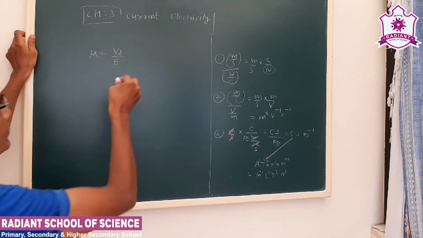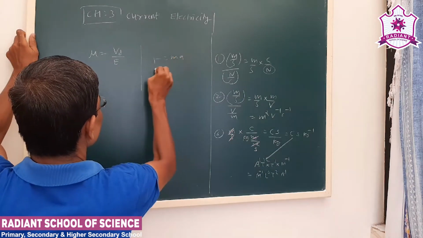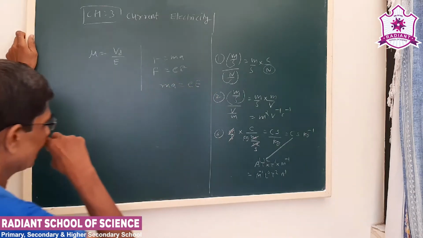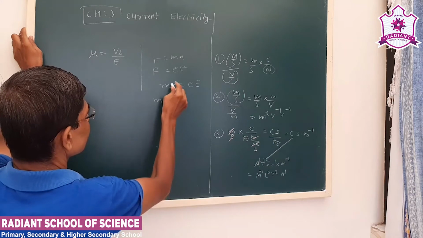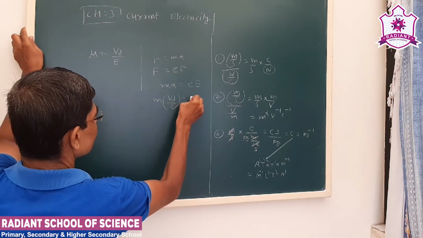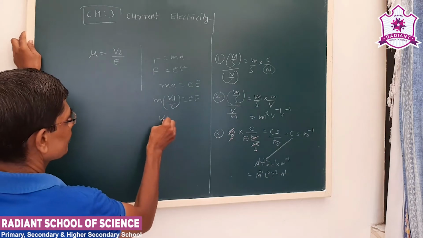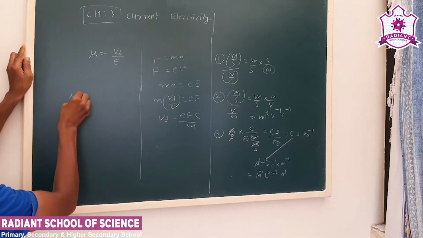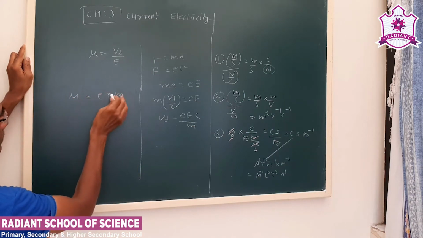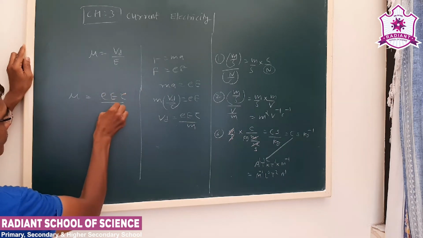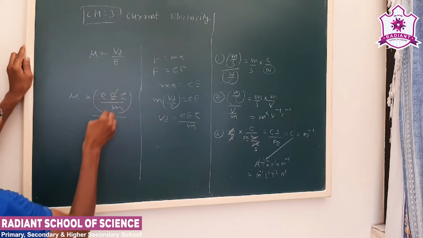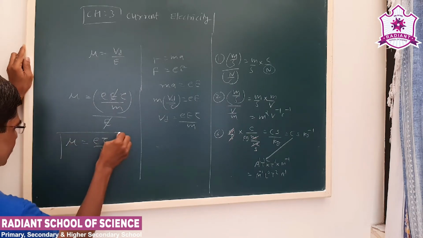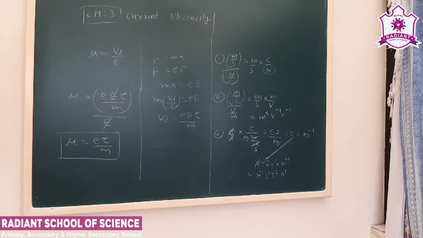Now just now we have seen F is equal to ma. So VD is... Now if I substitute here, this is how we can see the mobility.